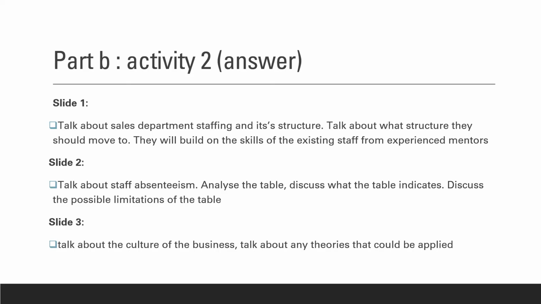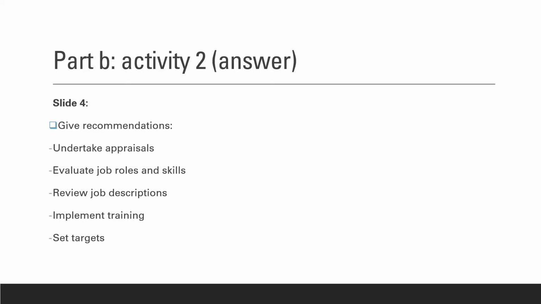Slide 2, you could talk about the staff absenteeism, analyze the table, discuss what the table indicates, and discuss the possible limitations that the table might have. In slide 3, you could talk about the culture of the business, talk about theories that could be applied. Slide 4, give any recommendations. So undertake appraisals, evaluate job roles and skills, review job descriptions, implement training, and set targets.